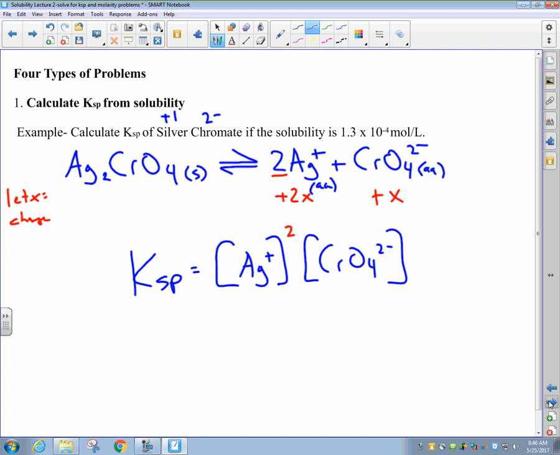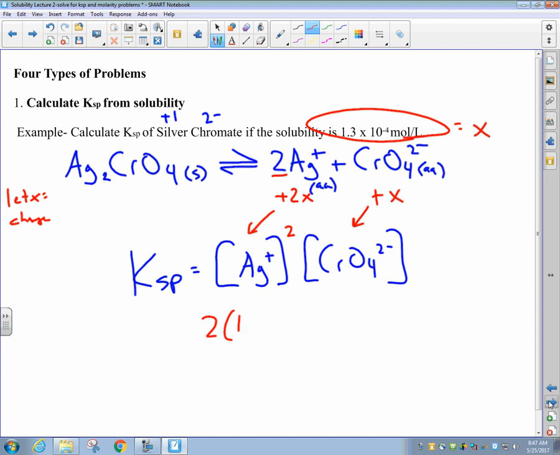So the idea is we get the silver chromate to dissolve just a little bit in our water sample. For every one of the silver chromates that dissolves, we're going to produce 2 of the silver ions and 1 of the chromate ions. So we have 2x and x. Now, we already know what x is. We're given the solubility. This number right here is our x value. So we can plug these 2 expressions into our KSP equation with the x value and solve for KSP.